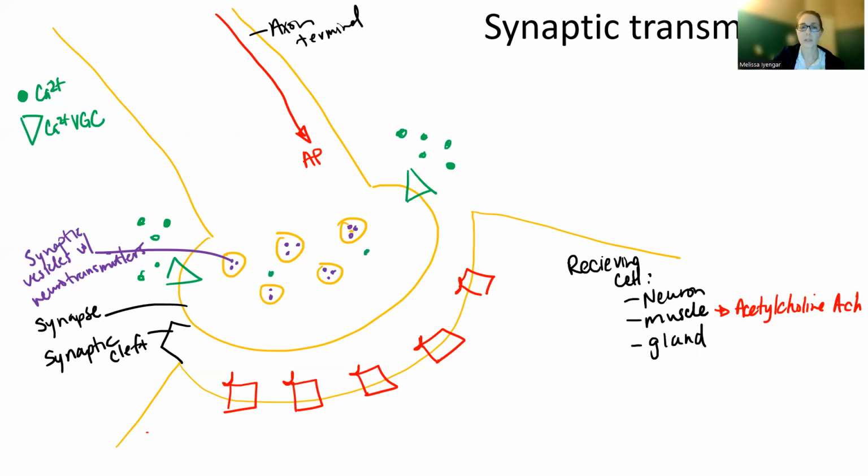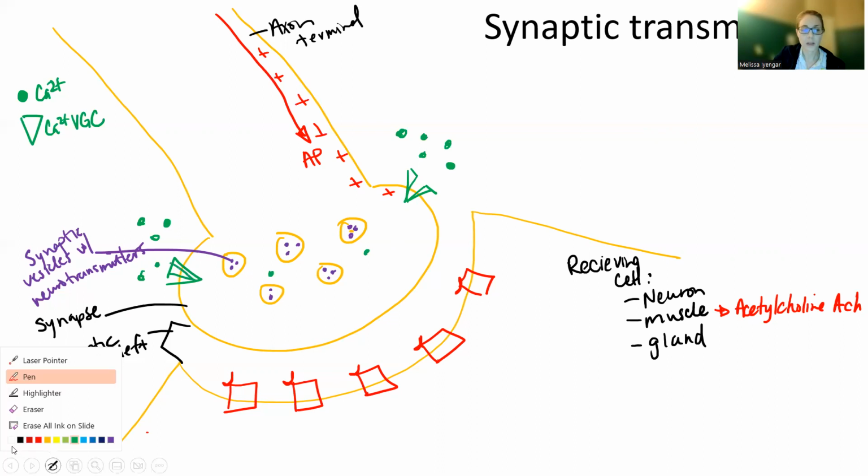Okay. So as the action potential comes down the axon terminal, we're going to remember this is a positive charge. As that positive charge reaches our voltage gated channel, it's going to pop open our voltage gated channels. And as we pop open our voltage gated channel here for calcium, we're going to think about the fact that calcium is much higher on the outside than it is on the inside, right?